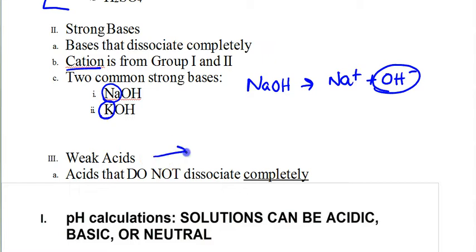Okay? A weak acid or a weak base are things that do not dissociate completely, and so starting next week when we start looking at Ka calculations, we will be able to look at those weak acids and weak bases and do calculations with them.